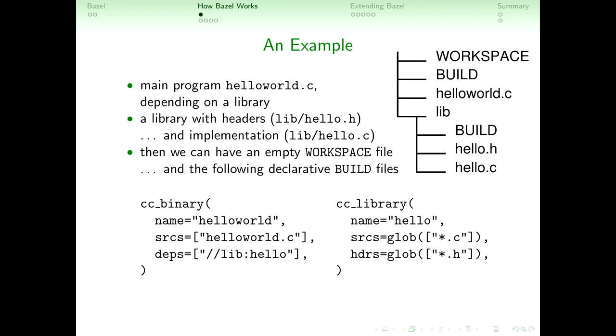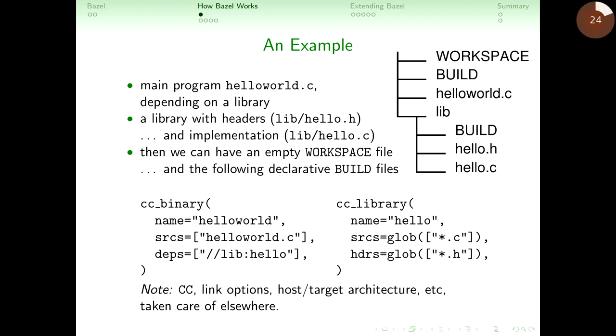These are my sources, and that is the language they're written in. And it's quite worth noting what is not here. All the things about which architecture I'm compiling for, do I have to care about cross compiles, which C compiler, and so on, is nothing you have to specify each time you write a library or binary. So focus on the code, and that is specified at other places once for the whole project.